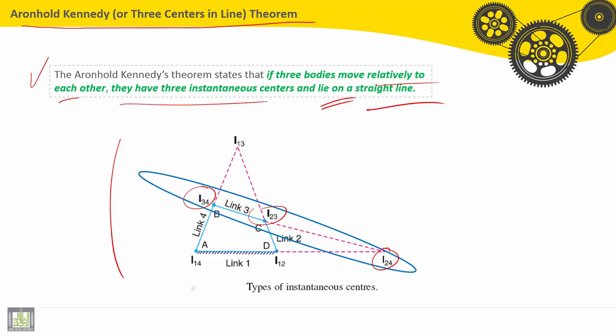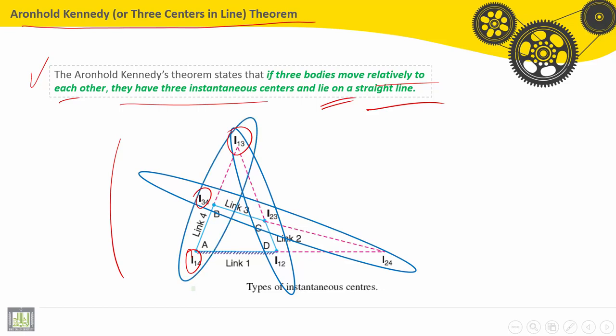Okay? Same condition and same example for I12, I23, and I13. Also, we can see the same for I14, I34, and I13. All three are on the same straight line.